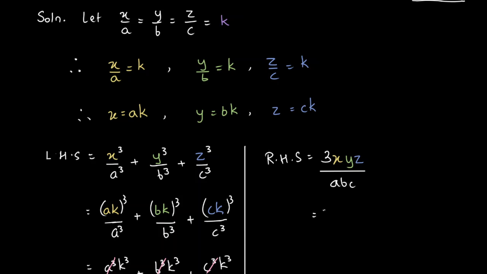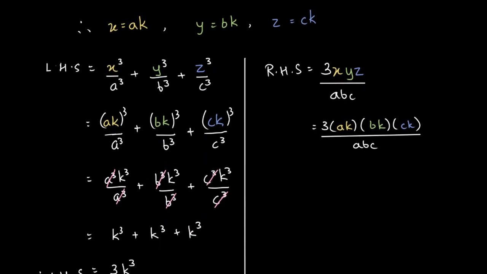This is equal to 3 times, instead of x we have ak, instead of y I have bk, and instead of z I have ck, the entire thing divided by abc. Now to simplify this further, let's open up all the brackets. So 3 times ak, bk, ck will give me 3 times abc, k into k into k makes it k cube, and the entire thing is divided by abc.